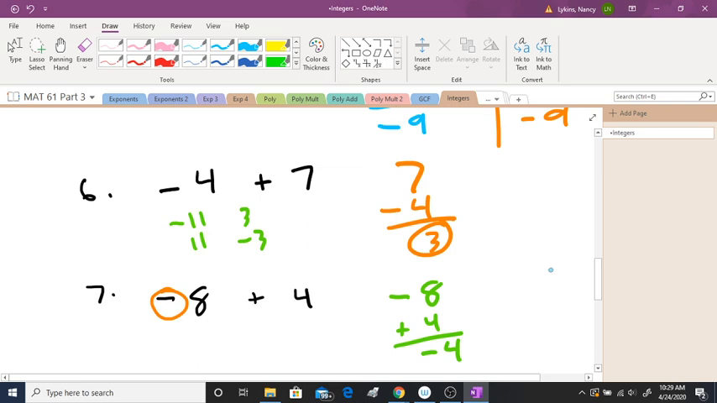My other way is just to say 8 minus 4 is 4, and since 8 had that negative sign and it's larger, that's what your answer would be, -4. That's an easy way to check your answers.